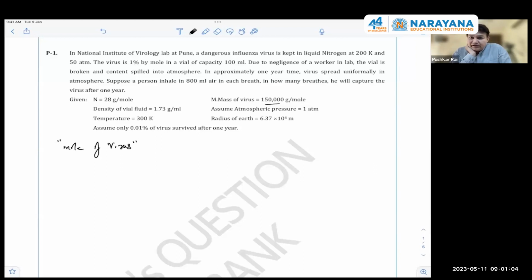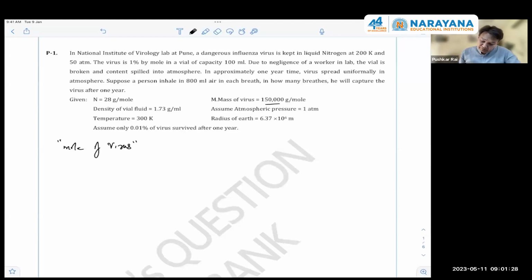During that 1 year time, by some atmospheric condition and all this harsh condition, the virus was deactivated. So virus is after all a protein. So protein is denatured, something like this. This is in figure of imagination. So another line should be there. Assume only 0.01% of virus survived after 1 year.